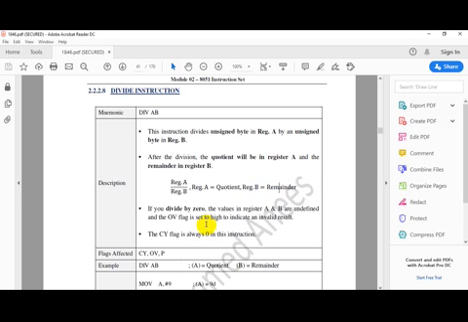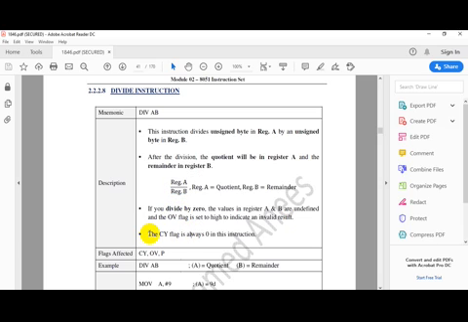Fine. What are the flags affected? So if you attempt to divide by 0, first of all, whenever you perform a division operation in any of the programming languages, you should ensure that you are not dividing by 0. It leads to greater problems. So if you divide by 0, the values in register A and B are undefined, and the overflow flag will be set indicating that the result is invalid. So the overflow flag will be set only when you attempt to divide by 0, that is, if your register B is 0.